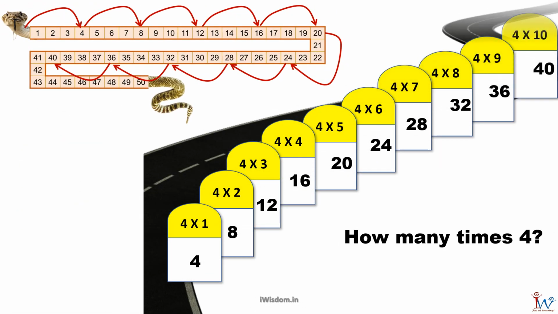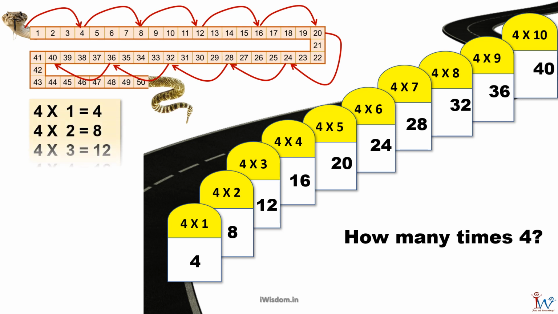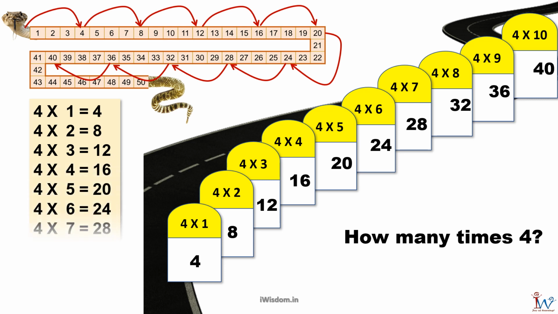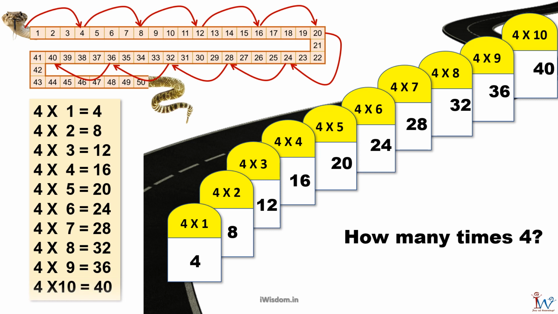Similarly, here is the table for 4. 4 ones are 4. 4 twos are 8. 4 threes are 12. 4 fours are 16. 4 fives are 20. 4 sixes are 24. 4 sevens are 28. 4 eights are 32. 4 nines are 36. And 4 tens are 40. Once you memorize this table, you will be able to answer how many times 4.